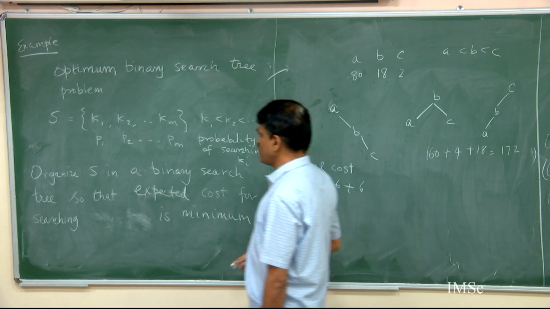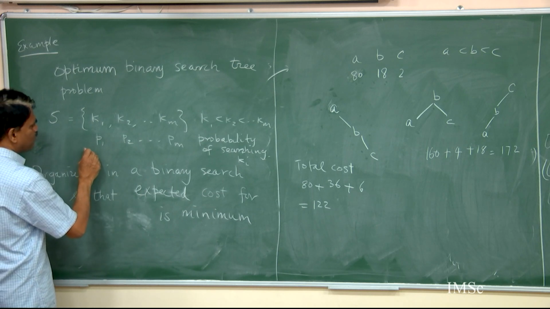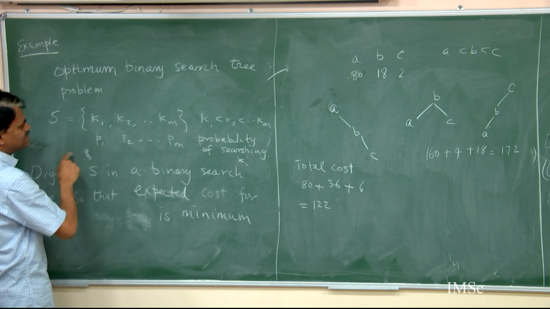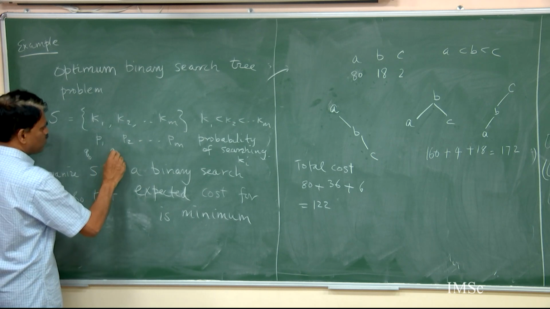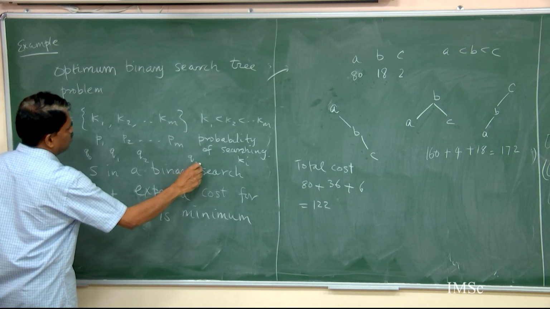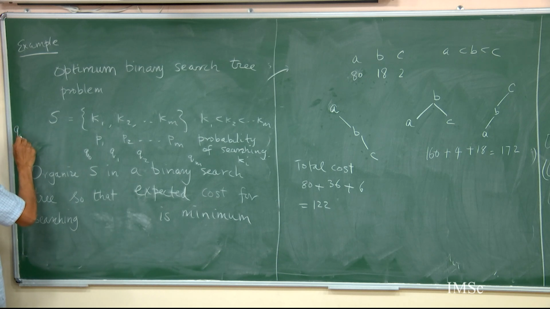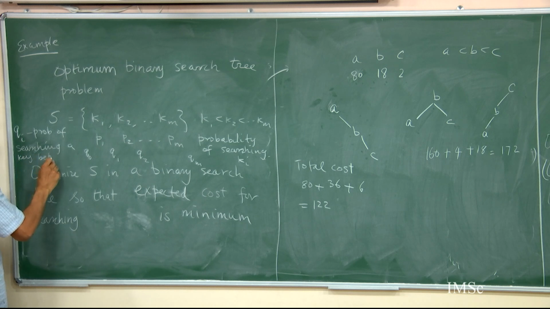You can also add more probabilities. The probability that I might also search for something less than K1. Okay. So, Q0, Q1, Q2 up to Qm, where Qi is the probability of searching for a key between Ki and Ki plus 1.